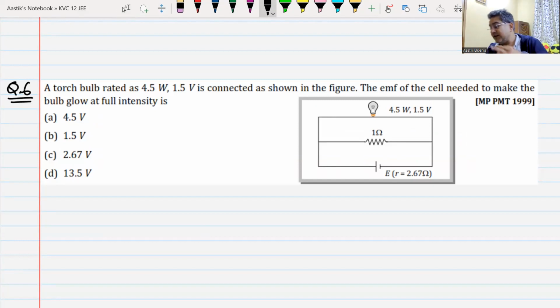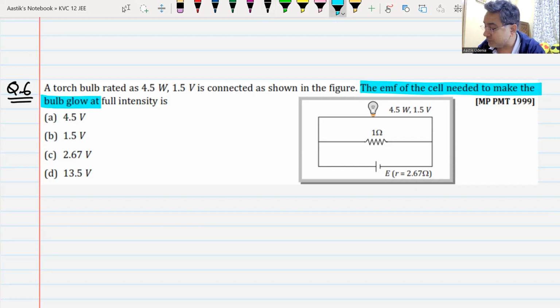A torch bulb rated as 4.5 watt and volt. Whenever a bulb comes, watt and volt will come. Watt and volt, my dear friends, is connected as shown in the figure. What is the EMF of the cell needed to make the bulb glow at full intensity? Full intensity, the bulb should glow.